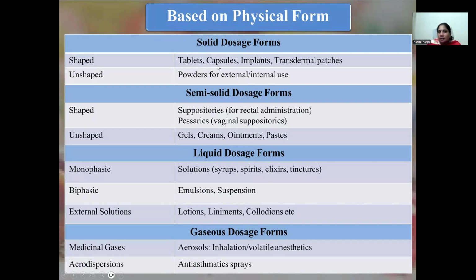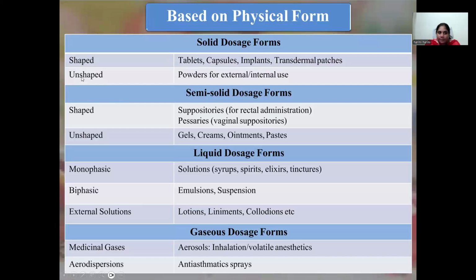The examples which come under shaped or unit solid dosage forms are tablets, capsules, implants, and transdermal patches. Patches are applied on the surface of the skin. Mainly they are used to treat things under the surface of the skin. If you have some wounds, we can apply these transdermal patches. Implants are used for contraceptives. If you don't want pregnancy, the drug will be incorporated in the implants.